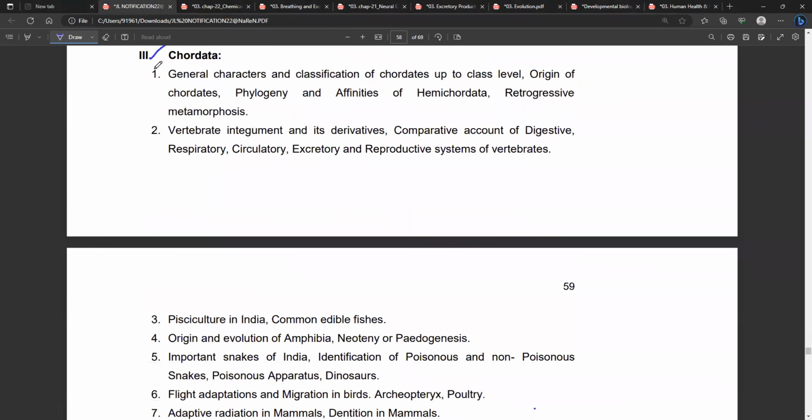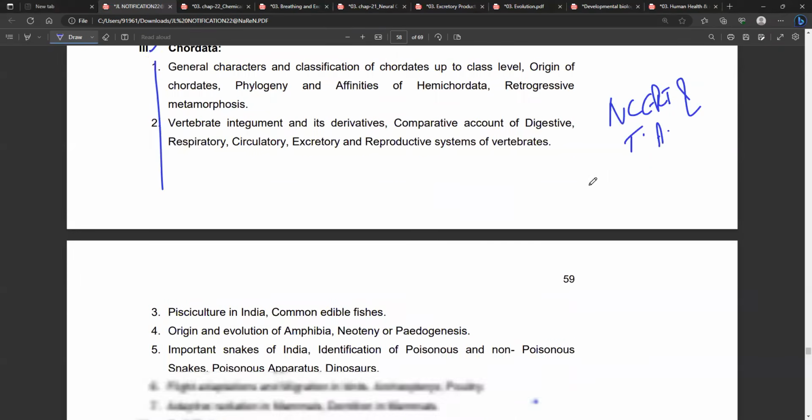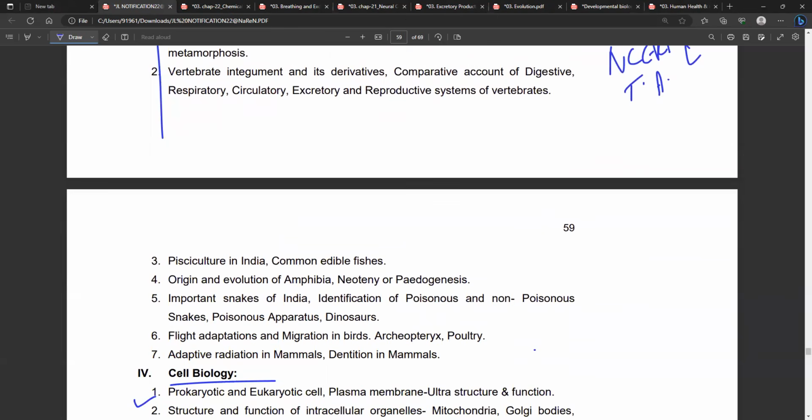Non-chordata, chordata. If you read pure NCERT level and Telugu Academy level, it is more than sufficient. I don't want to explain which you have to cover and which you have to leave, because friends, in the animal kingdom there is nothing to leave, because it is all interconnected. That's why I encourage you to read the complete chordata and complete non-chordata, and mostly we have made it in the form of tables. Those tables will help you a lot.